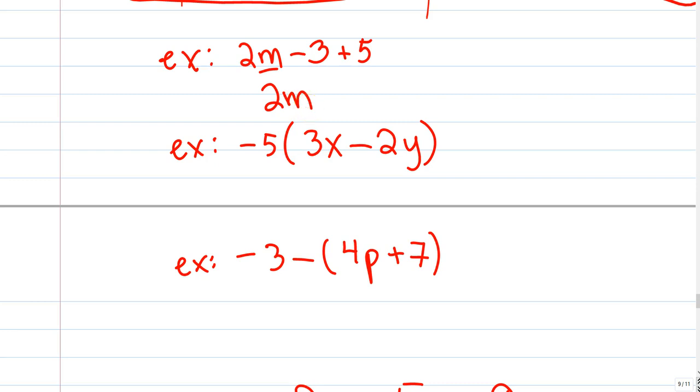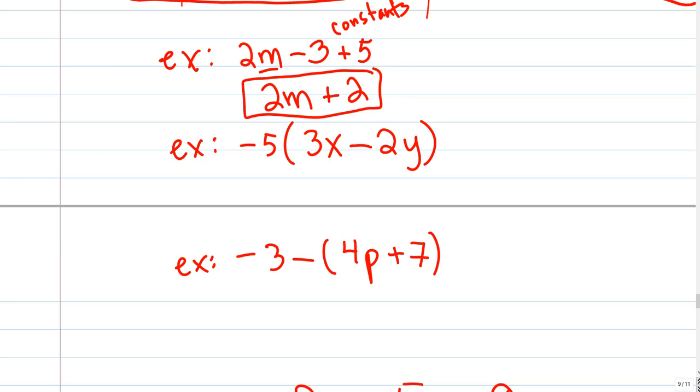But negative 3 plus 5, those are like terms. Those are what we call constants. They have no variable. So therefore they are the same. Negative 3 plus 5 would cancel, 3 negatives with 5 positives, leaving us with 2 positives. And that would be simplified. See, this section really is a lot easier than some of the last sections.